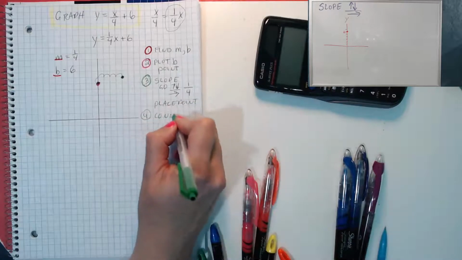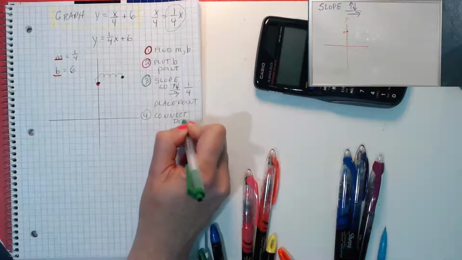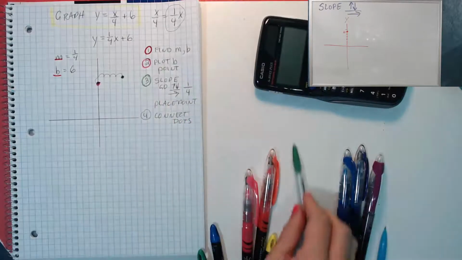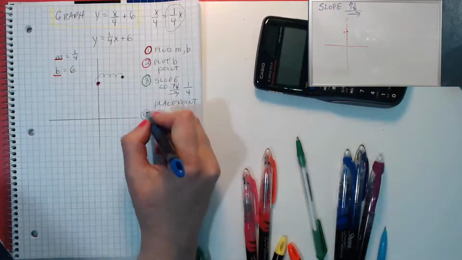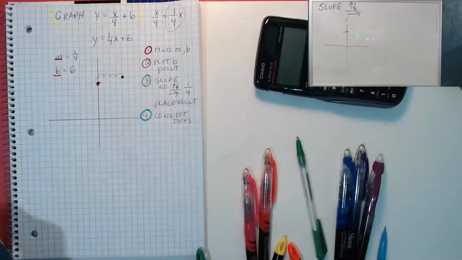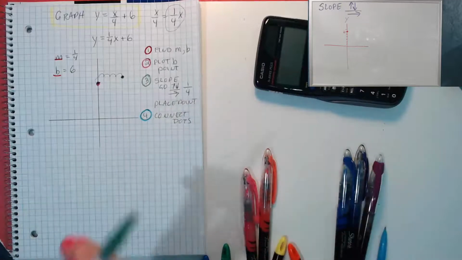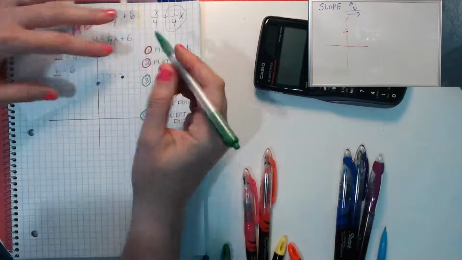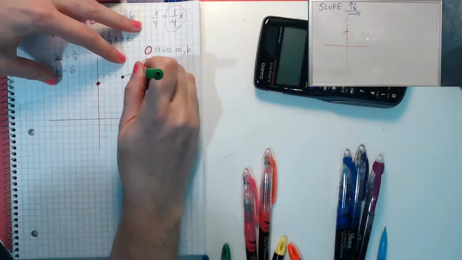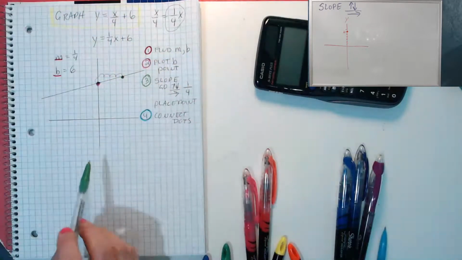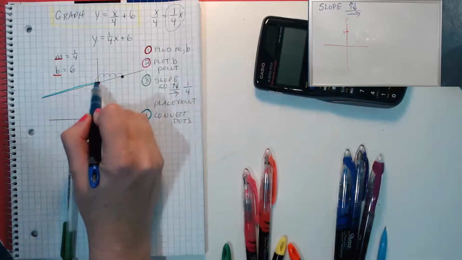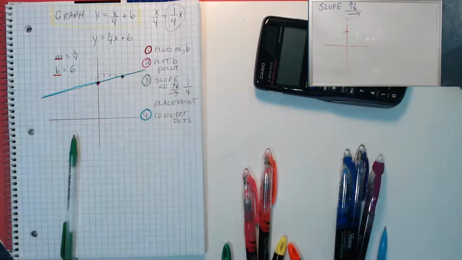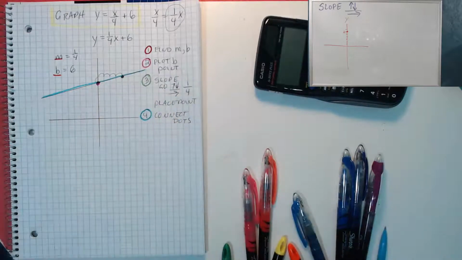Four. Connect the dots. We'll do this in blue. We're not going to do this on every problem, just the first few until we get really good at it. And then we'll just start doing it without the highlighting. Okay. 2 down. Y equals 1/4 x. Okay.